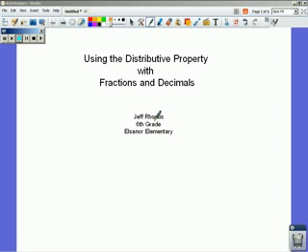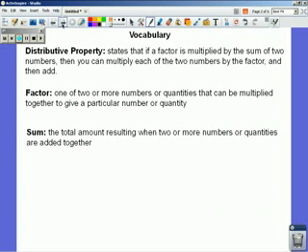Morning, we're going to be working with the distributive property. We'll be using the distributive property with both fractions and decimals this morning. First thing we need to look at is a little bit of vocabulary. The distributive property states that if a factor is multiplied by the sum of two numbers, then you can multiply each of the two numbers by the factor and then add.